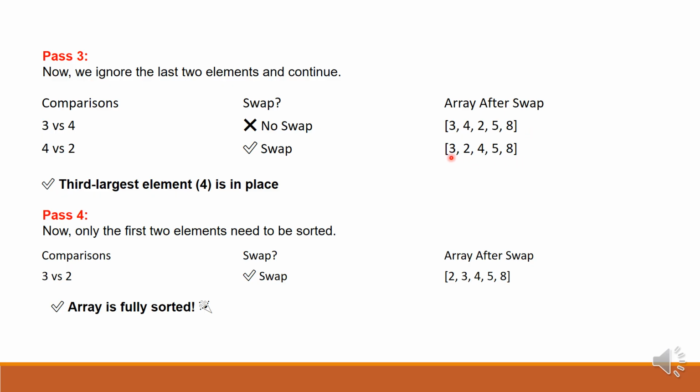3 and 2 will be compared. 3 is greater than the next element, so swapping is required. Now after swapping, this is the array: 2, 3, 4, 5, 8. Again, the interpreter will compare 3 and 4. No need to swap, and 4 with 5, no need to swap. 5 with 8, no need to swap. Now you can observe at the fourth pass, all the elements are in the correct position. This is what you can observe clearly. How many iterations? 4 iterations.